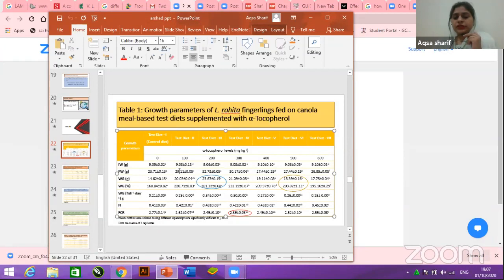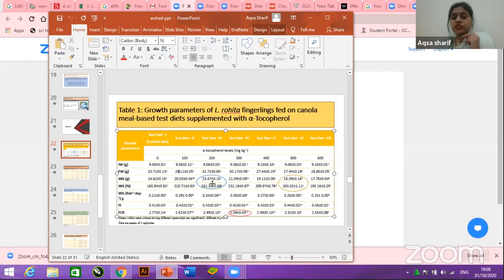It was deduced that 200 milligram of the alpha tocopherol brought about the most striking results in terms of growth, the weight gain and the weight gain percentage, that is marked by the blue circle. By adding 200 milligram of the alpha tocopherol brought about the results.